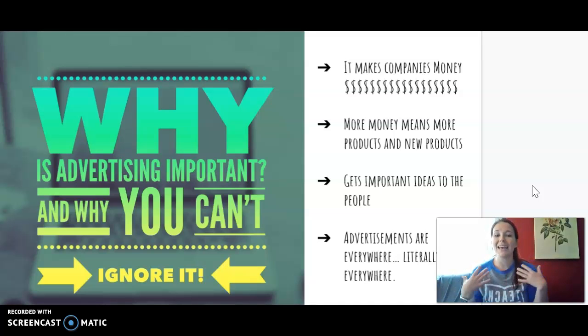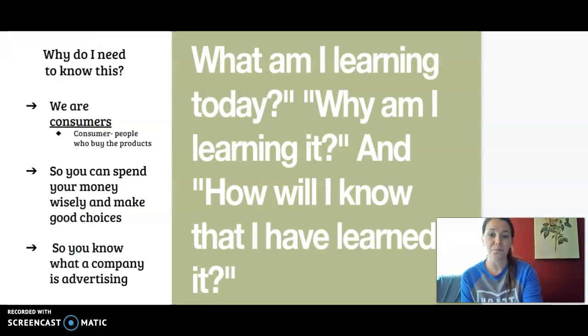Another one is to get important ideas out to people. So just like the smoking and drinking and driving, it can be used for good things like you shouldn't smoke. It's bad for your health. Don't drink and drive because there can be serious consequences. And then the other one, advertisement is everywhere, literally everywhere. My shirt, for example.